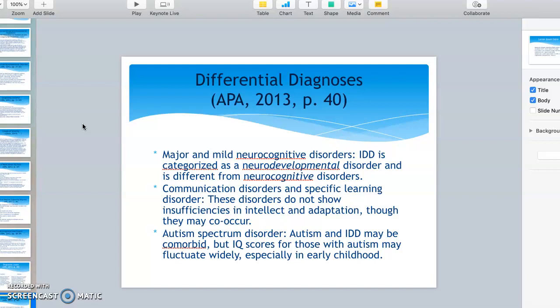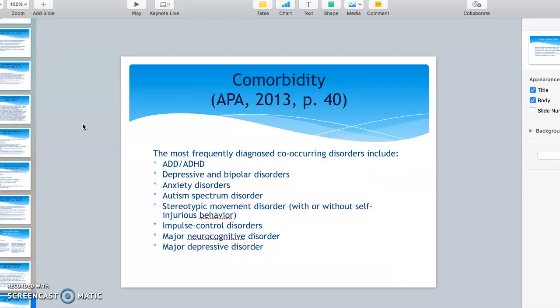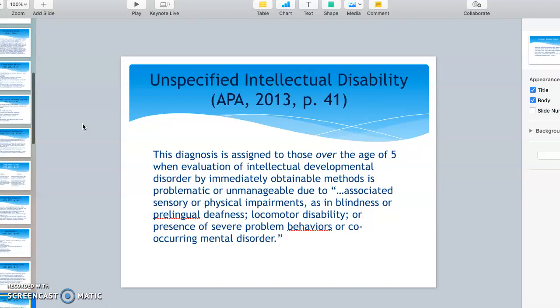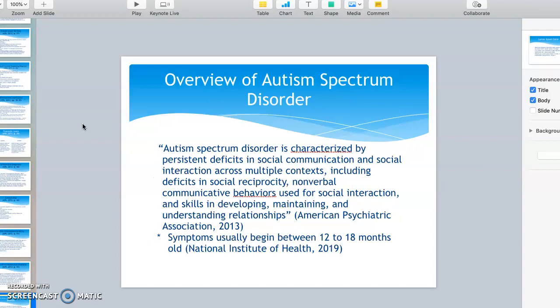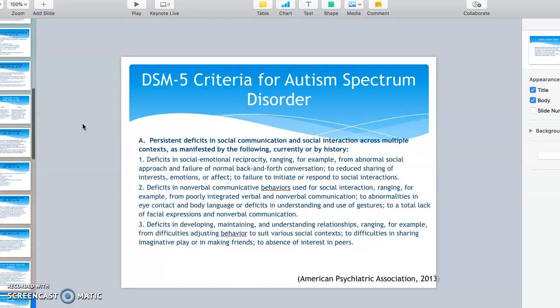This slide talks about different diagnoses that may have similar symptoms, signs, or behavior manifestations of IDD. And then here are some common comorbid diagnoses with IDD. So next, Nicolette provided an overview of autism spectrum disorder.